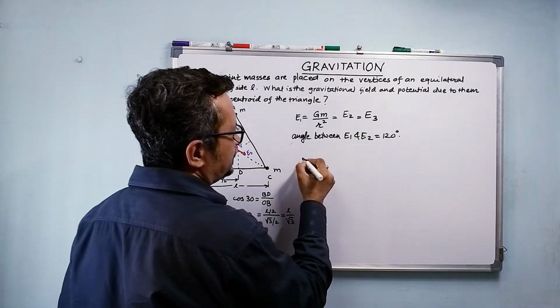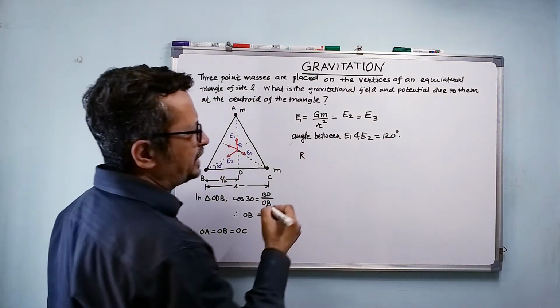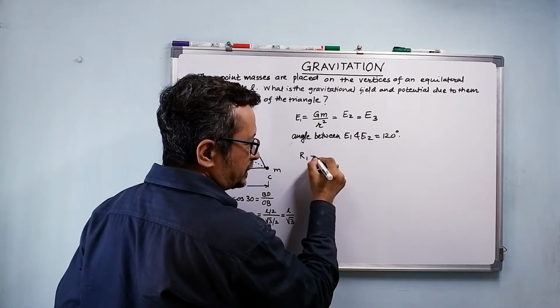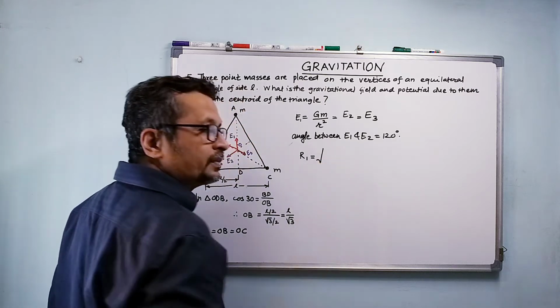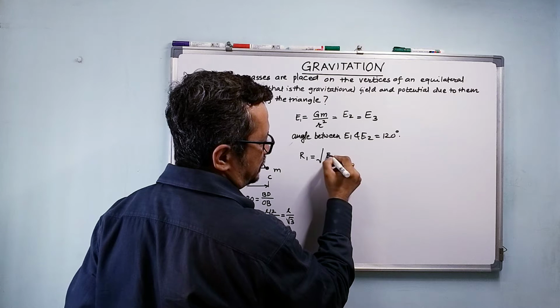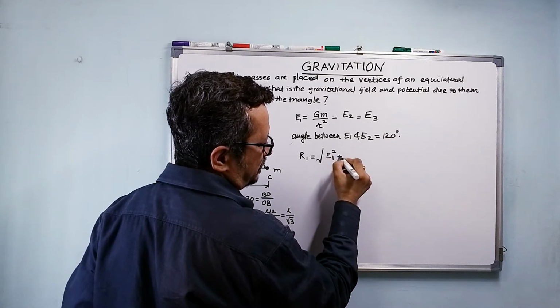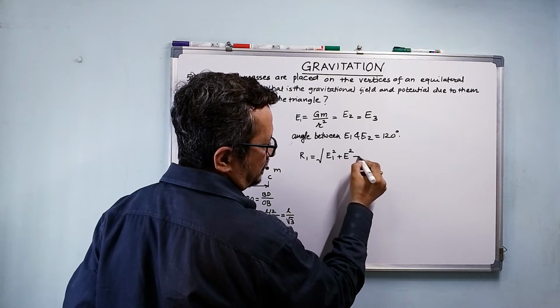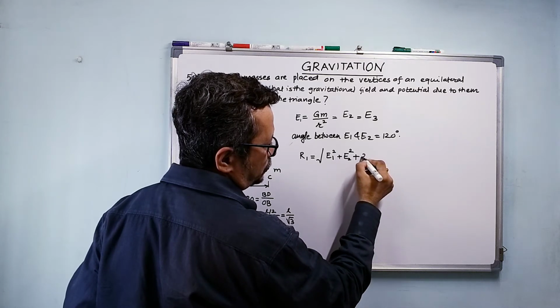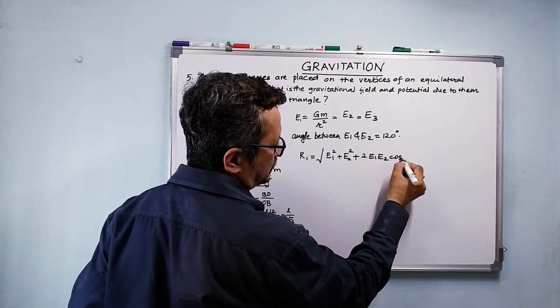So my resultant, I'll call it R1. That would be equal to, by the parallelogram law of vector addition, E1 square plus E2 square plus 2 E1 E2 cos theta.